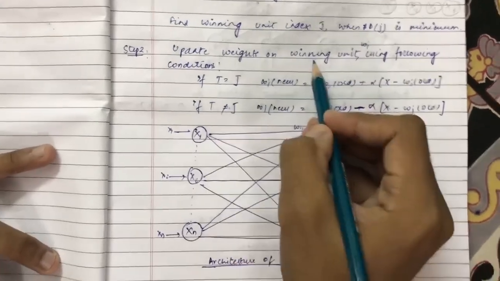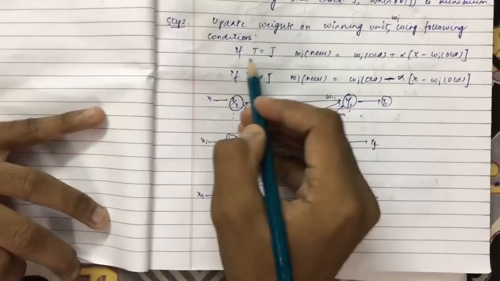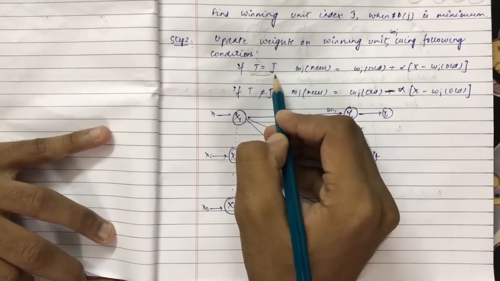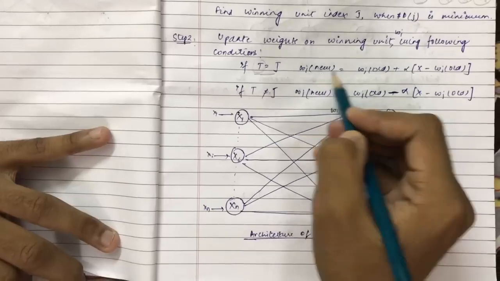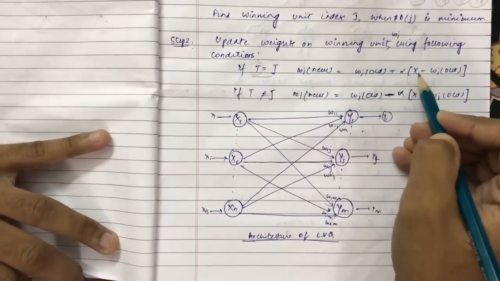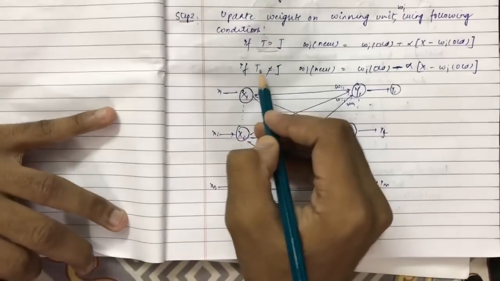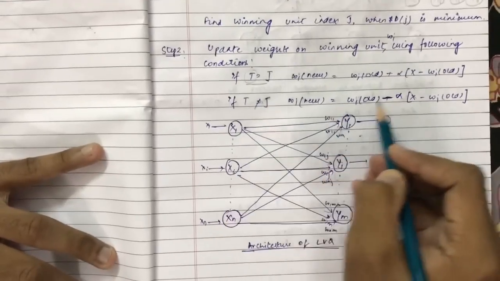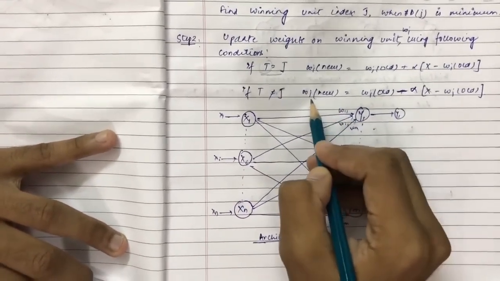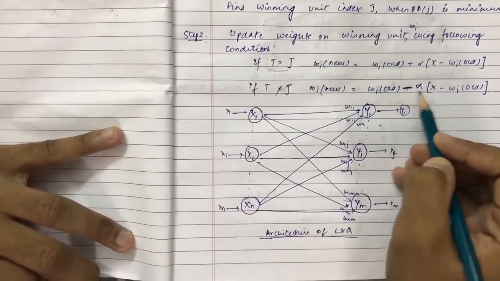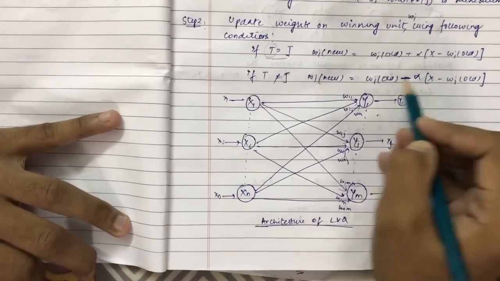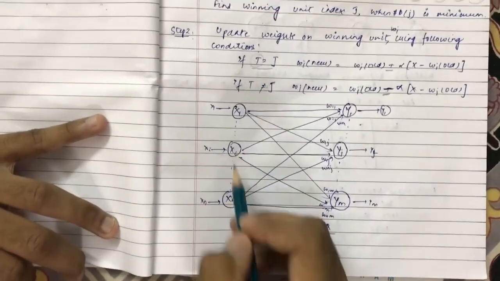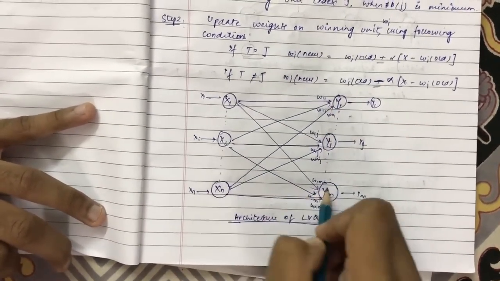Now update the weight on the winning unit using the following conditions. If t is equal to j, that is, if the target value is equal to the winning cluster unit, then apply weight updation like wj new equals wj old plus alpha times x minus wj old. And if the target value is not equal to the winning cluster unit, then apply weight updation like wj new equals wj old minus alpha times x minus wj old. That is, here it is plus and here it is minus. So this is the architecture for LVQ. These are the input vectors and these are the clusters with which they are connected.